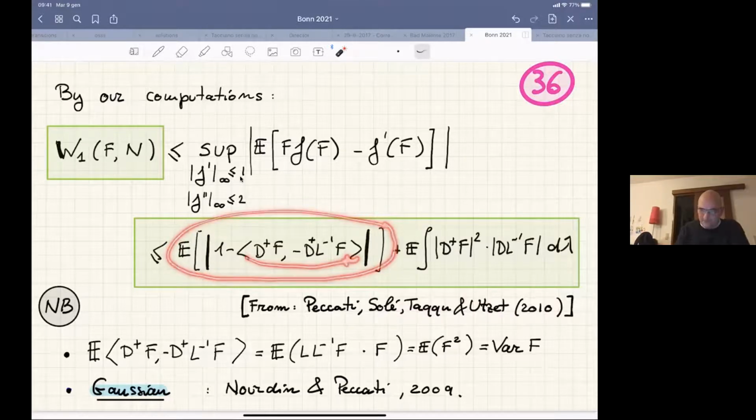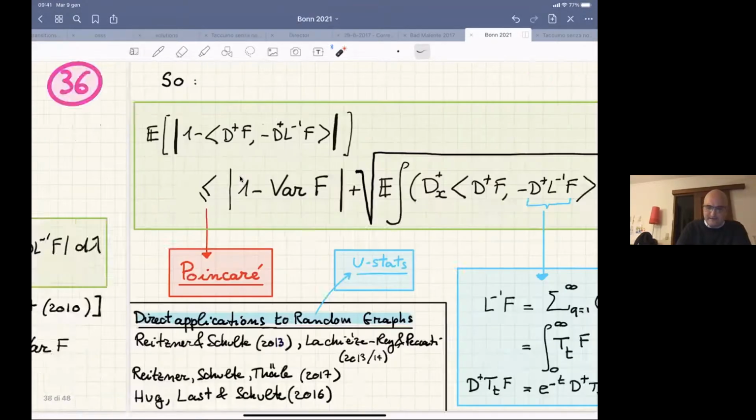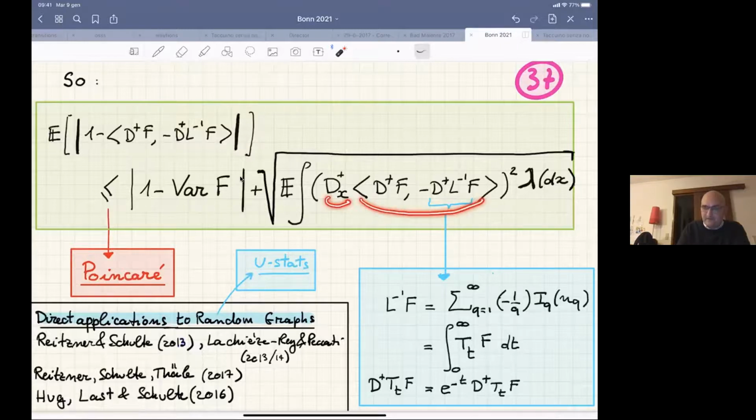Okay, so therefore to describe what I'm telling you, I'm going to do the following. I take this guy here, I bound it by the Cauchy-Schwarz inequality, by its L2 norm, and then by the triangle inequality, I can just bound this guy by 1 minus the variance of f, and then by the Poincaré inequality, by the expectation of D plus applied to this inner product here, squared, because this is the Poincaré inequality, integrated with respect to lambda. Okay, so this term here is controlled by Cauchy-Schwarz, the Poincaré inequality, and the triangle inequality.